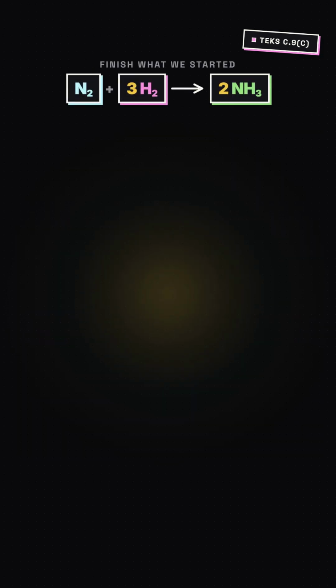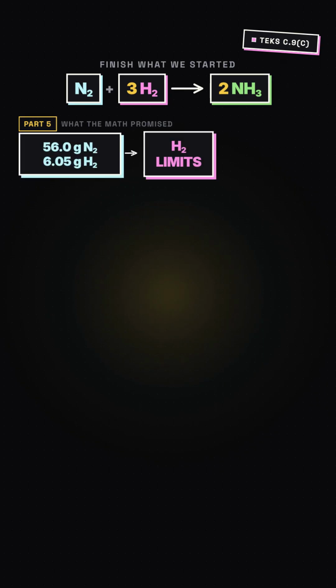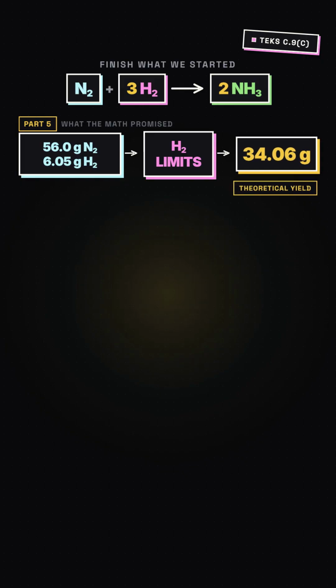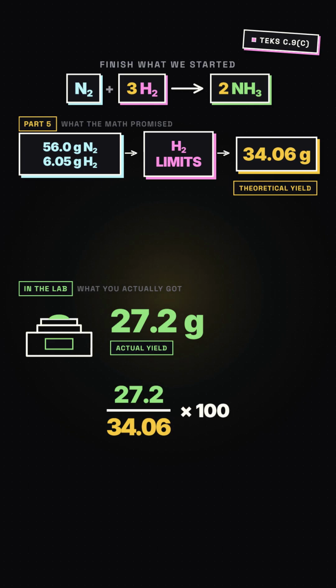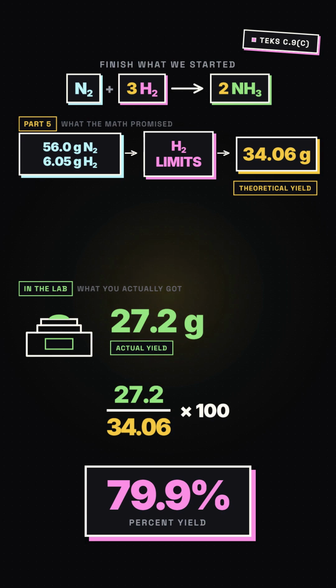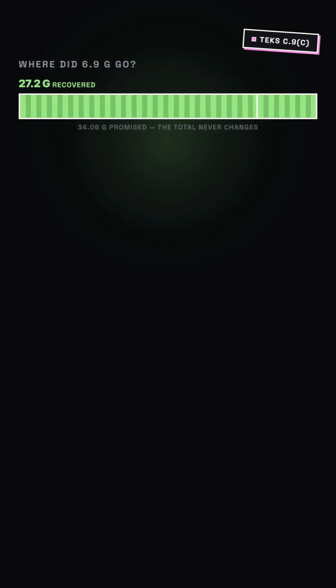So let's finish the problem we started last time. 56 grams of nitrogen, 6.05 grams of hydrogen. Hydrogen was the limiting reactant, and it promised 34.06 grams of ammonia. That is the theoretical yield. Now you actually run it, you dry the product, you weigh it, and you get 27.2 grams. So divide. 27.2 over 34.06 times 100. 79.9%. So where did the missing 7 grams go?